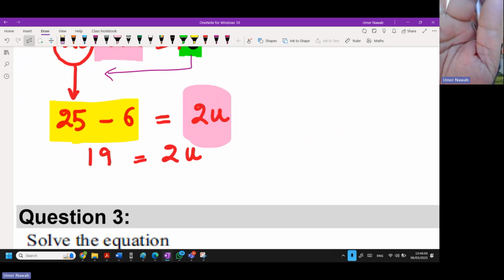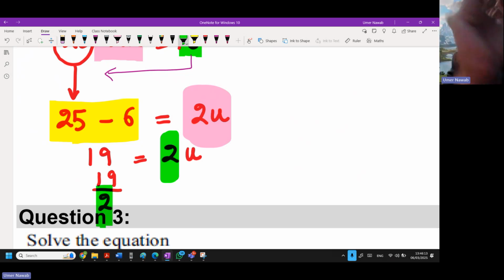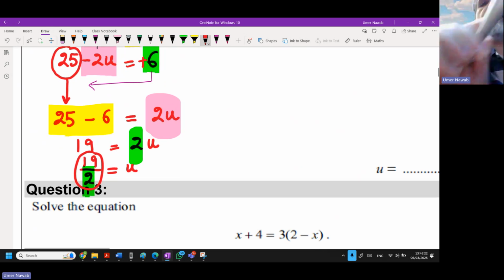Now, as you can see, I have 2 multiplying over here. What is the opposite of multiplication? The opposite of multiplication is division. So 19 divided by 2. This 2 will go to the denominator and it equals u. Now, a student can write 19 over 2 as it is because it cannot be further simplified.